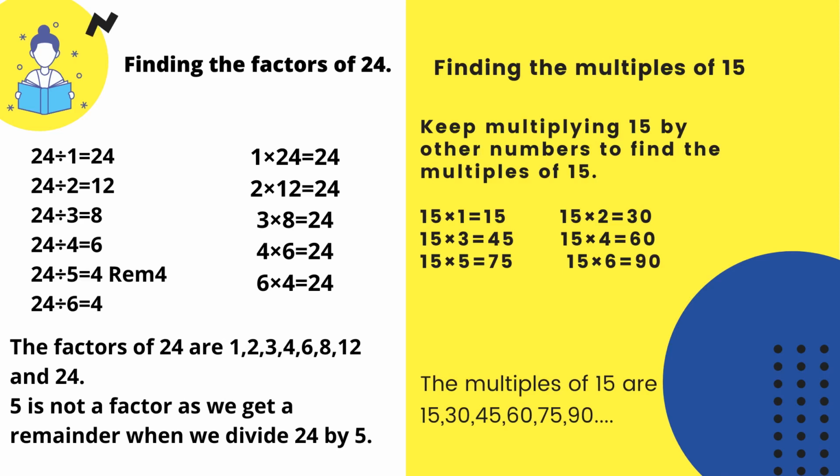To find the multiples of a number, all we do is keep multiplying the number by other numbers. Look at the example provided. To find the multiples of 15, we multiply 15 by 1, 2, 3, 4, 5, 6 to get the multiples of 15. The multiples of 15 are 15, 30, 45, 60, 75 and 90. Multiples are said to be infinite. The smallest multiple of a number is the number itself.